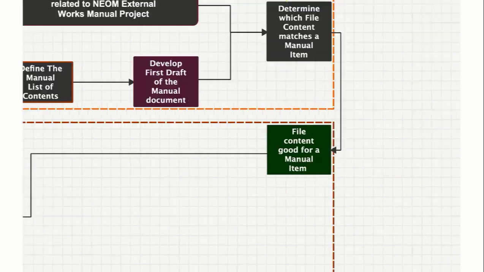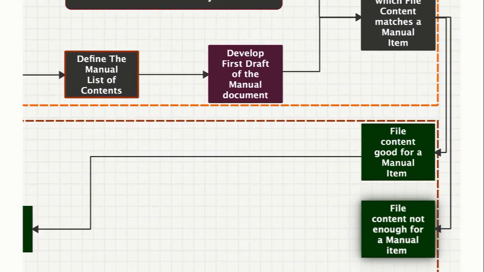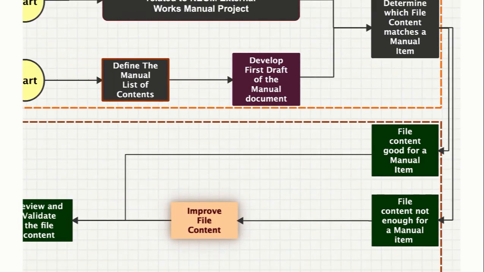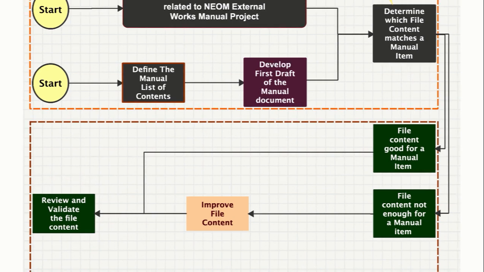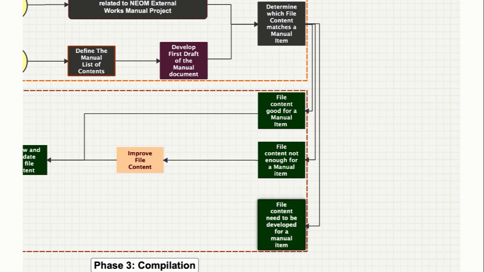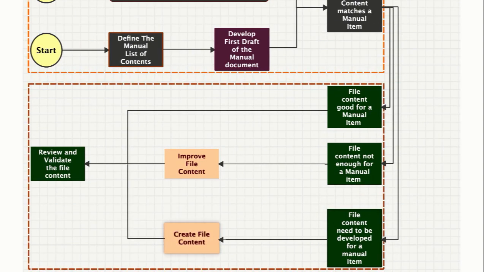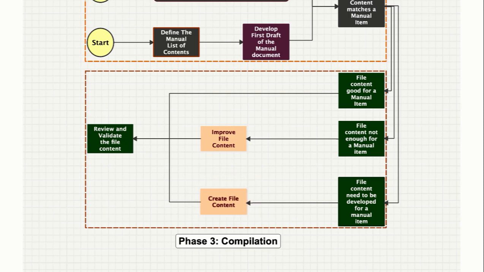The second type of file content will be not enough for a manual item. So what we need is to improve the file content, then validate this file. The third type of file content will be that needs to be developed for a manual item. So what we need here is to create the file content, then validate.